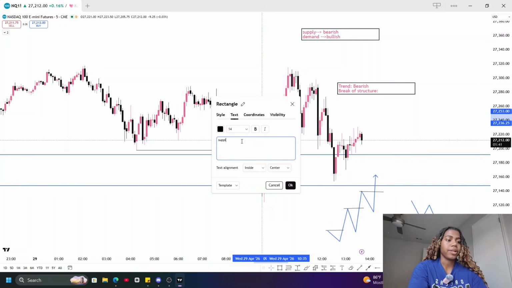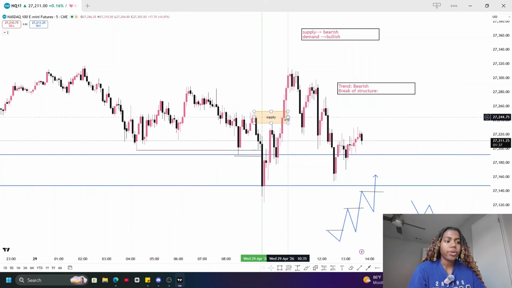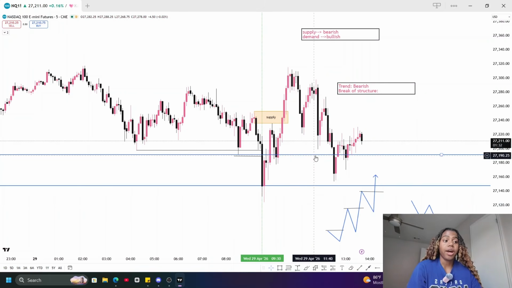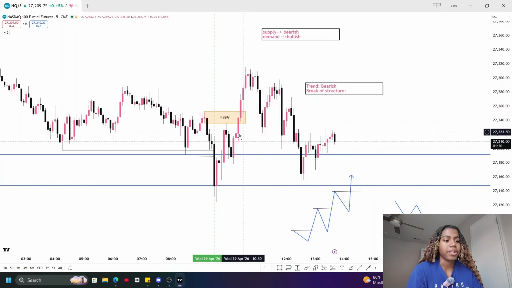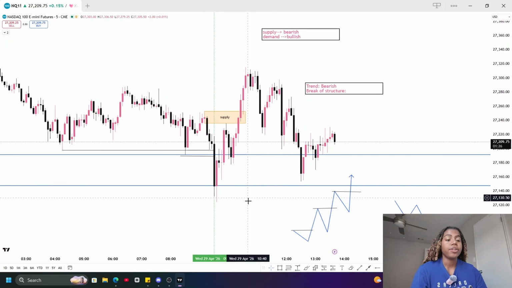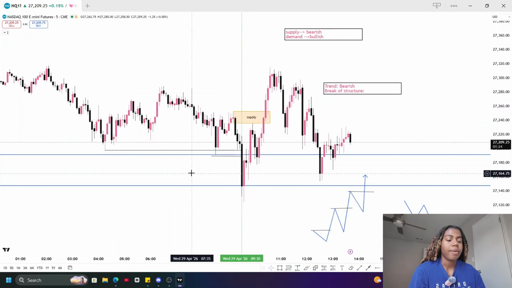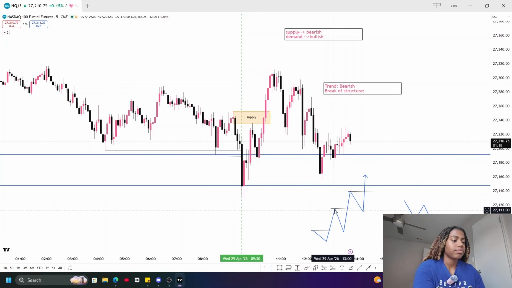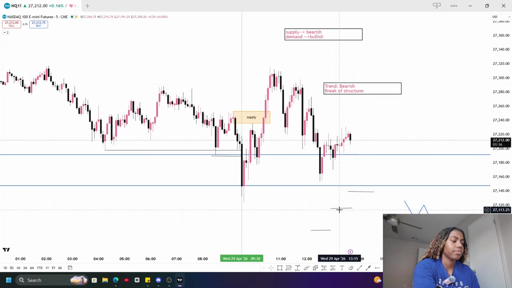So I would wait for price to come back to this level. But oh no, price broke through that level. Okay, that was still an opportunity to get there. If you were paying attention, you probably could have got in right there. But for this example, I'm going to show you why I would not have taken this supply zone. We came down. I'm going to delete this really quick.